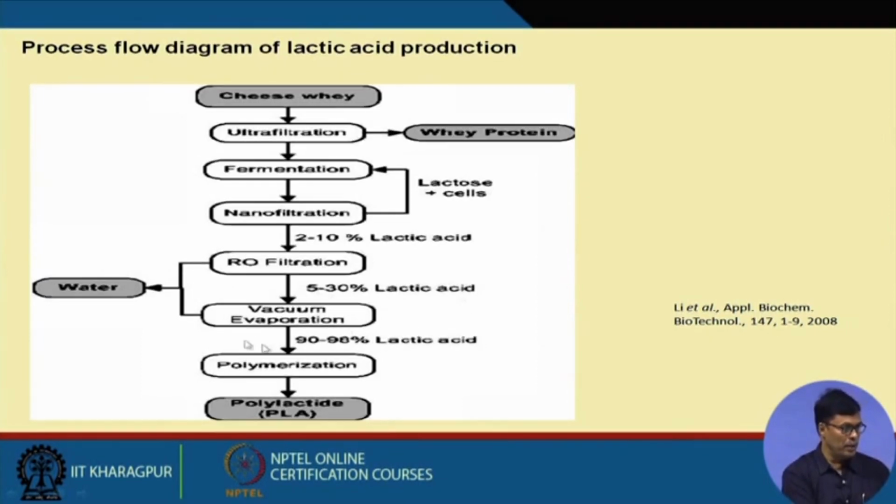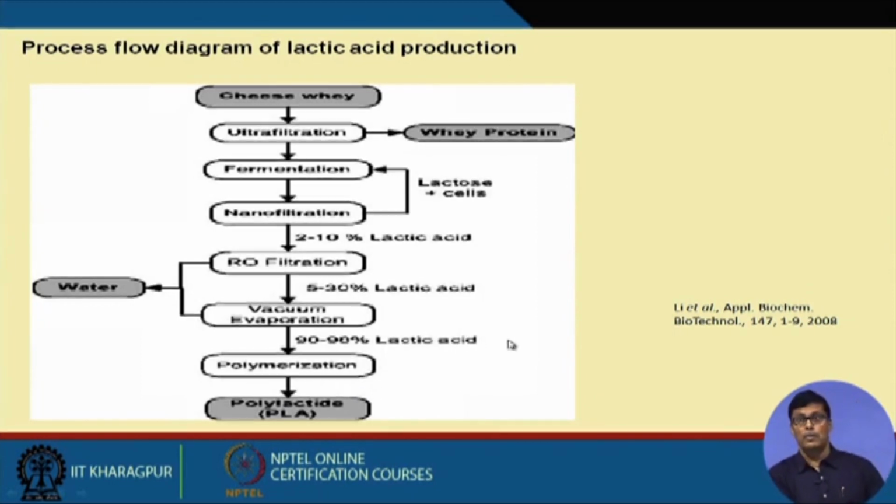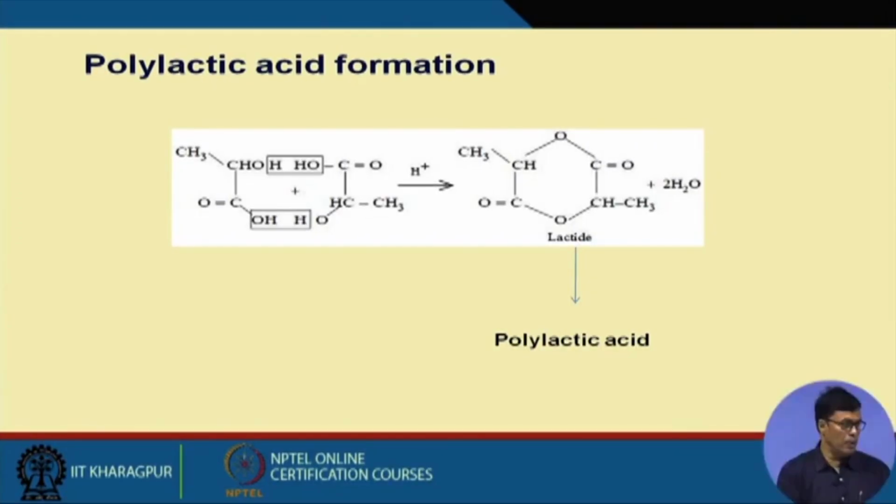Then vacuum evaporation, we get 90 to 98% lactic acid, and this lactic acid we can use for the polymerization reaction to get polylactic acid, what you call polylactide, because I told you that polylactic acid has tremendous potential in the pharmaceutical industries. Now, I want to show you the reactions of how lactide formation occurs. This is the lactic acid. If you look, when 2 lactic acid molecules combine, they form the lactide, and this lactide helps in the formation of polylactic acid.